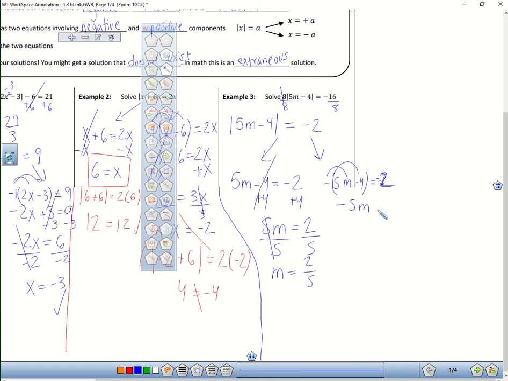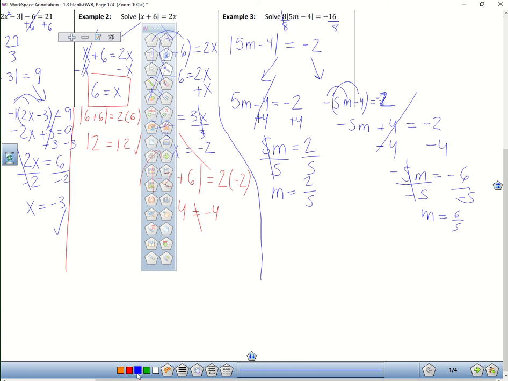That gives me negative 5m plus 4, because this was negative, it becomes positive. Now I'm going to subtract 4 on both sides. That leaves me with negative 5m is equal to negative 6. Divide, which gives me m is equal to 6/5. So now we need to plug both of these back in and see if these solutions are valid, if they are true solutions, or if they're extraneous.